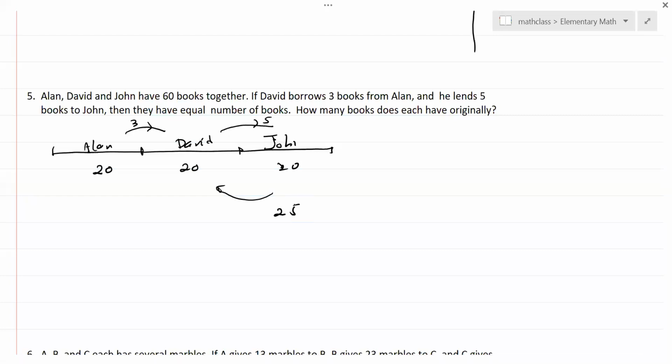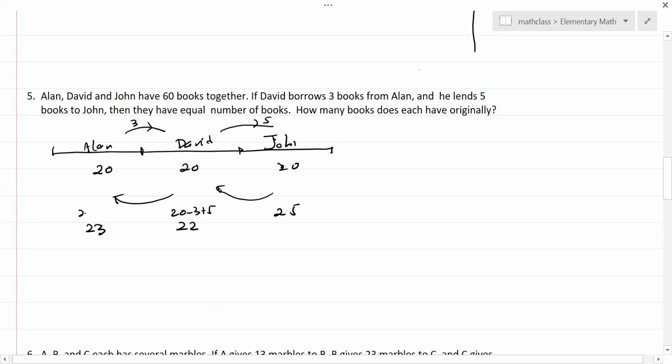Then look at David, right? David originally had how many books? So David has to return 3 books to Aaron, right? So Aaron is going to be 23 books originally because Aaron lost 3 books. Okay? So you figured out the result first, then you figure out the original number. For David, he got 5 books back from John, and he also has to give 3 books. So the net change will be 2, so it's 22. Okay, 22 is 20 minus 3 plus 5.